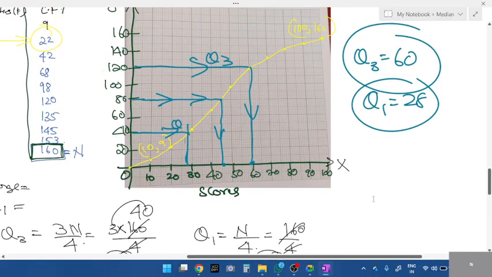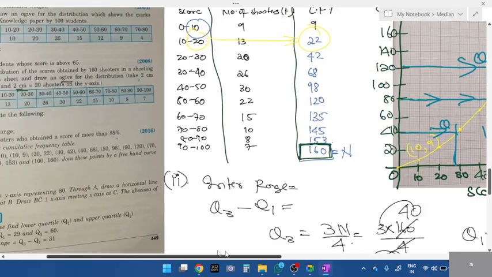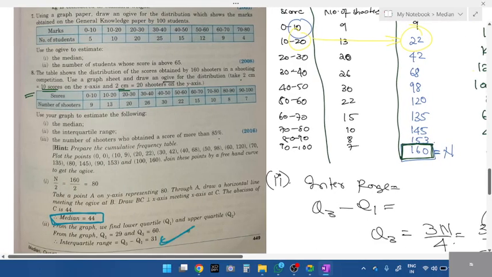Let us subtract this. What do you get? 60 minus 28. I'm getting 32. What's the answer? 60 minus 28 is 32. What's the answer given here? What have they got? Q3 60 and Q1. How much did they get Q1 as?